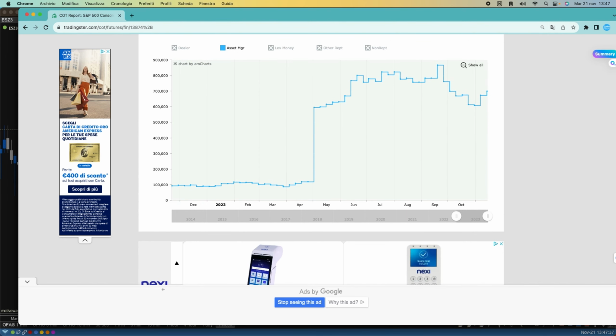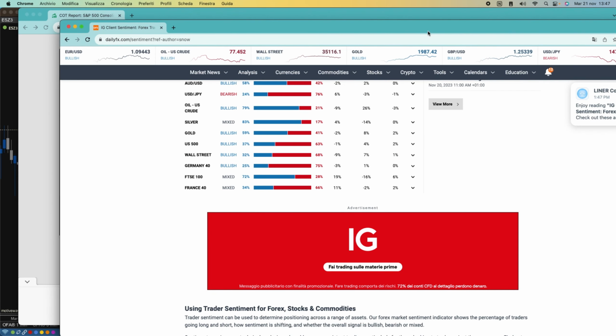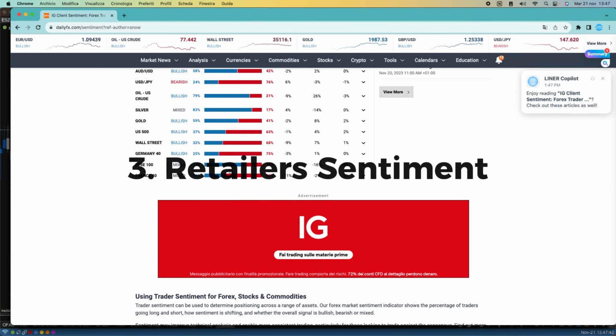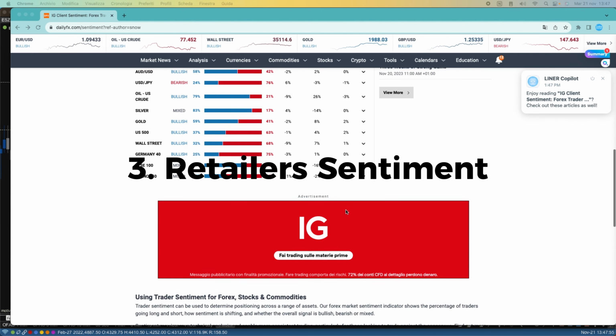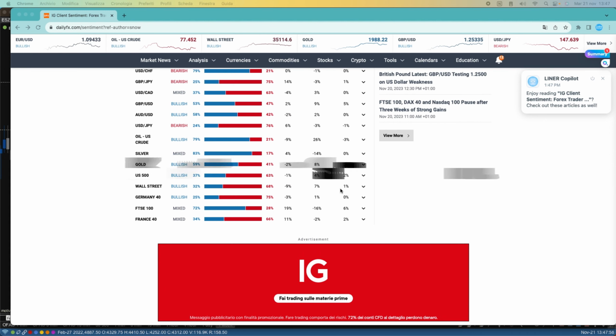The second tool is the sentiment, the retail sentiment. The logic behind this is that if we know that 90%, 85%, 75%, 95%, I don't know the exact number, of retailers lose money on the market every day, we have to wonder why we should do the same thing, why we should trade in the same way that they trade.